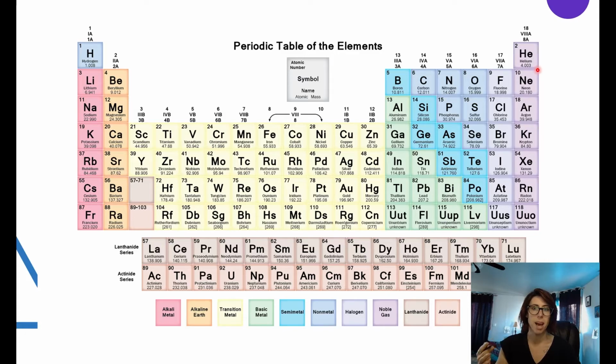Now, the atomic mass is listed at the bottom of each square. You see that, like nitrogen, the atomic mass number down here is 14. That's not a nice, clean number like we were talking about before. Like, let's look at carbon. 12.011 is the atomic mass listed for carbon on the periodic table. Why? We've been talking about carbon 12, 13, and 14.